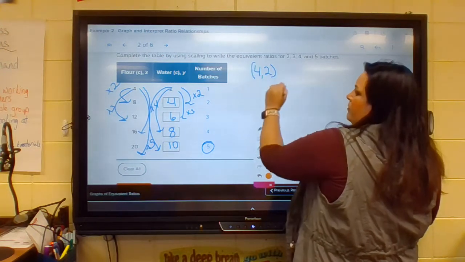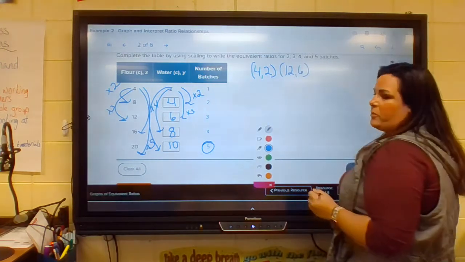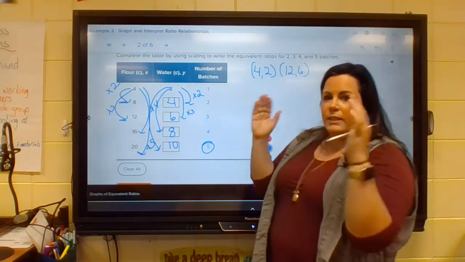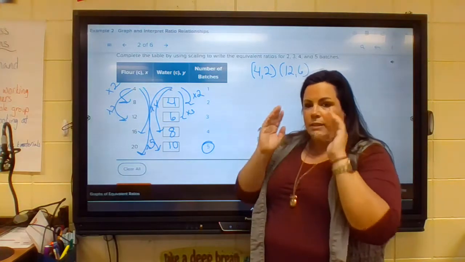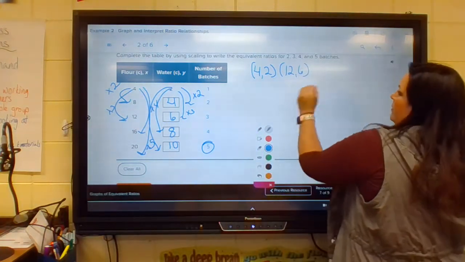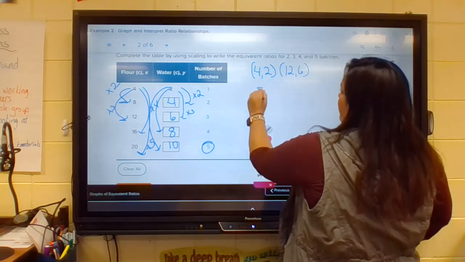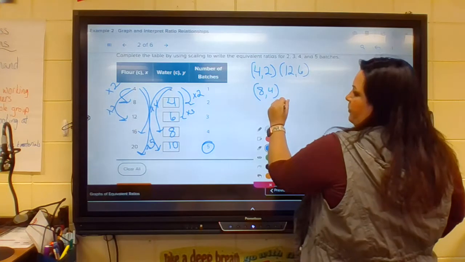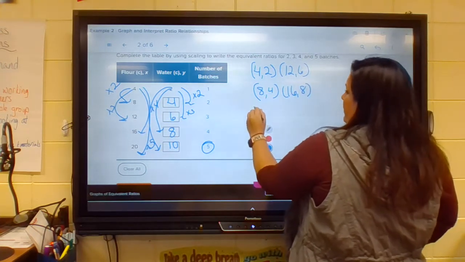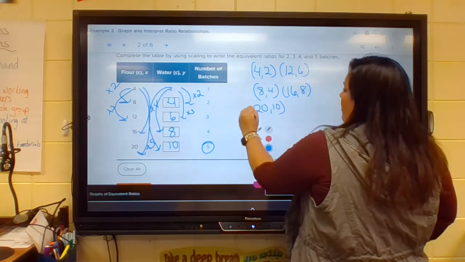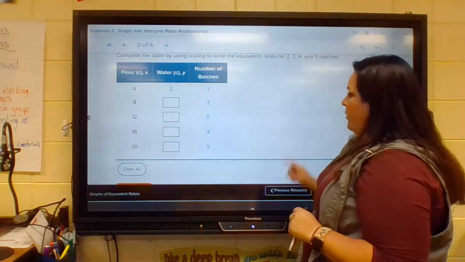4, 2, 12, 6. And remember, when we write ordered pairs, we put parentheses around them to tell us these numbers need to stay together. They are representing one point together. We then have, what did I miss? Oh, I missed my 8, 4. 8, 4, 16, and 8. And finally, we have 20 and 10. All of these represent the ordered pairs that we would use for this table.